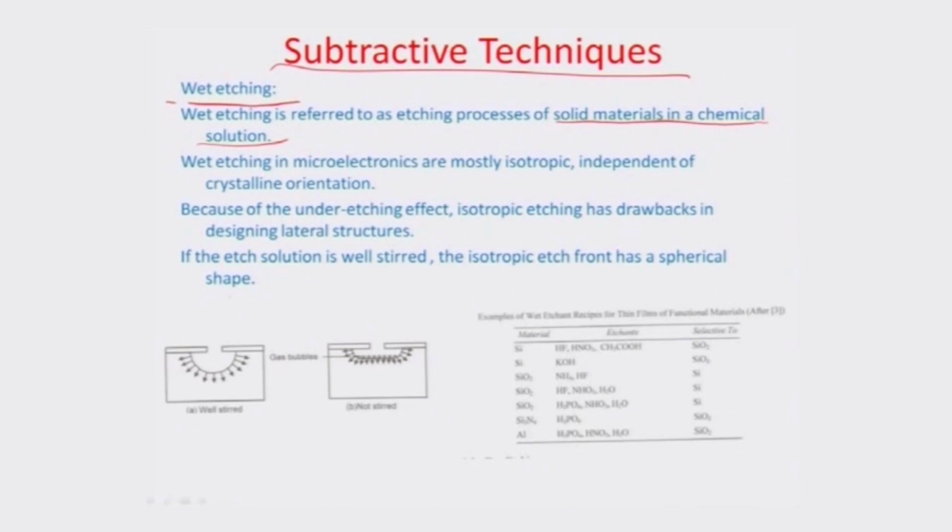When you talk about wet etching in microelectronics, mostly the etching processes are isotropic or homogeneous in nature, meaning that the etch rates would be independent of direction, homogeneous in all the directions, and also independent of the crystalline orientation.